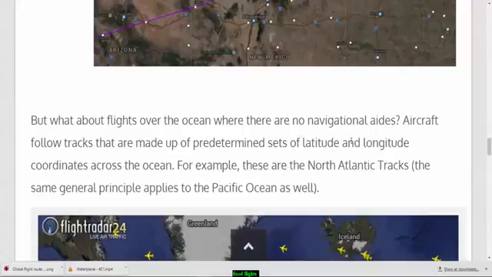And when they say there are no navigational aids, they absolutely mean it. Nothing tracks these planes over water. Aircraft follow tracks that are made up of a predetermined set of latitude and longitude coordinates across the ocean. For example, these are the North Atlantic tracks. The same general principle applies to the Pacific Ocean as well, and I'll add the Atlantic and the Indian Ocean.